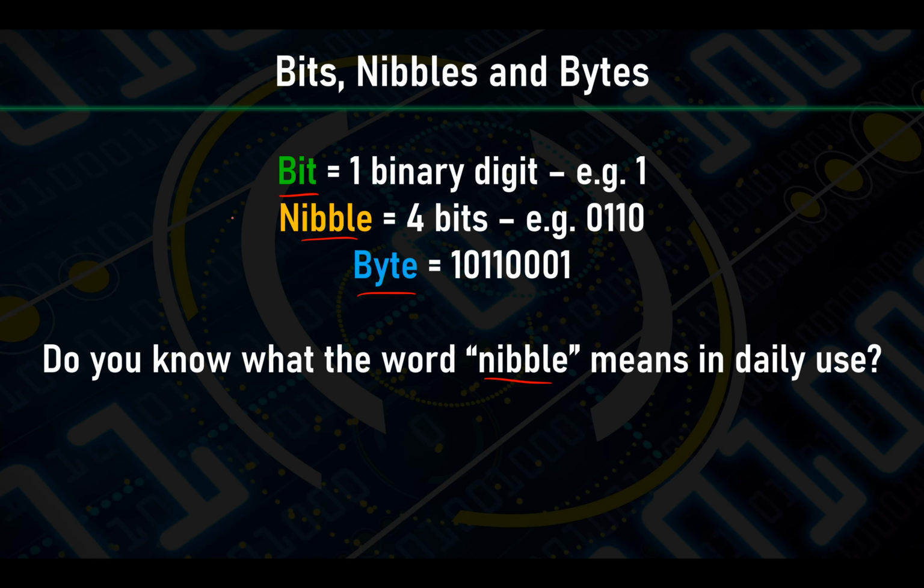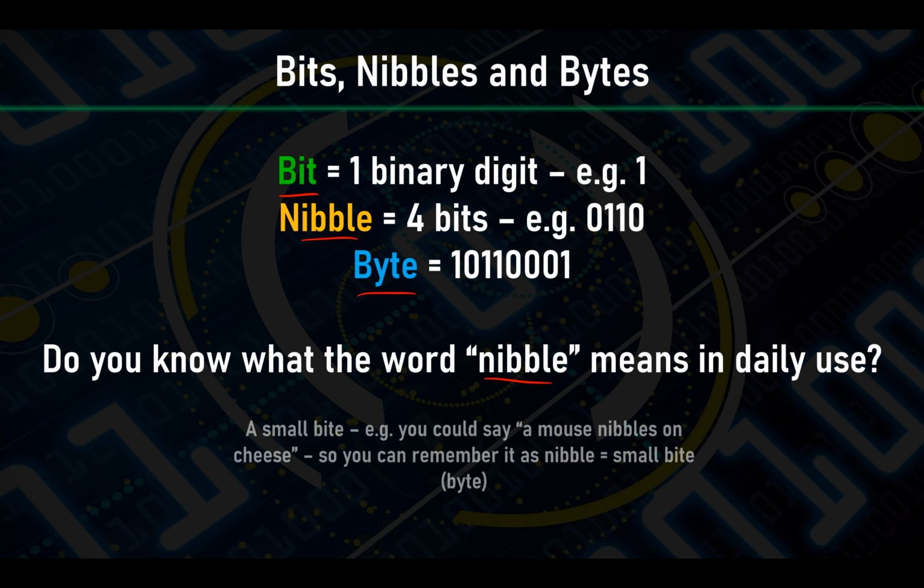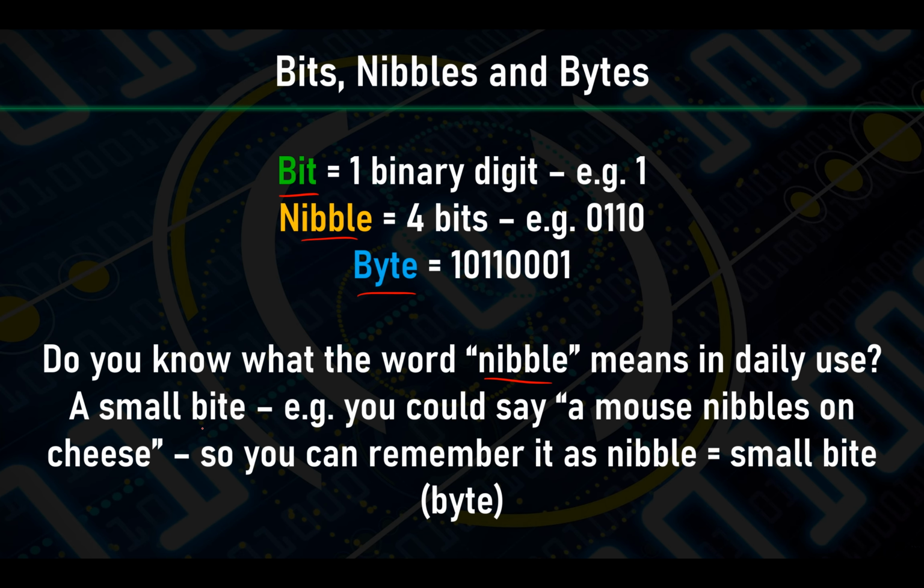But you'd probably say a mouse had a small nibble on some cheese. So that's kind of what we say: a nibble is just a small bite. And of course, bite with an I here, since we're talking about eating food. E.g., you say a mouse nibbles on cheese. So the way you can remember it is, a nibble is just a small bite. Or in particular, it's half a byte.